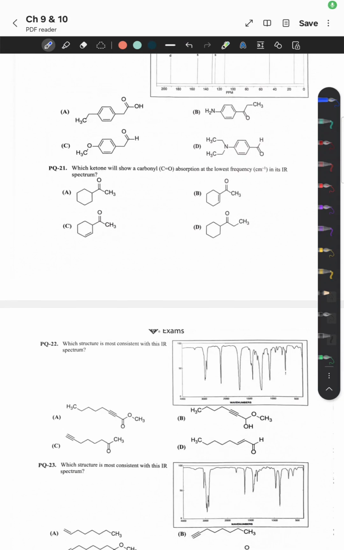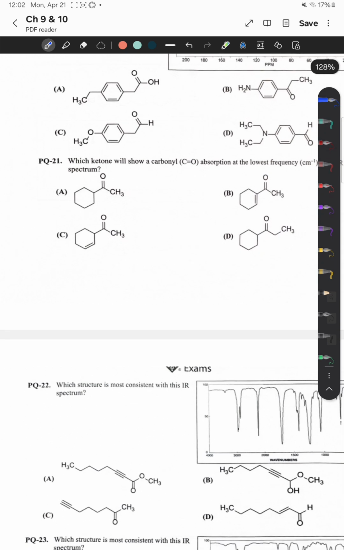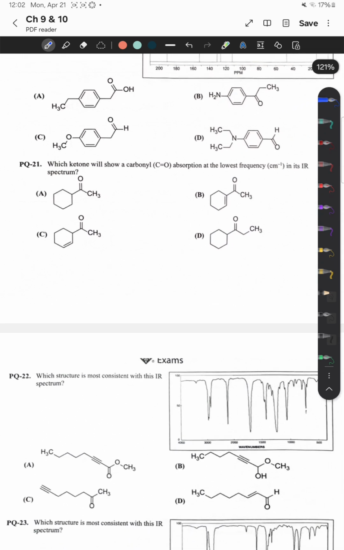One, I have question 21 from chapter 9 asking which ketone will show a carbonyl absorption at the lowest frequency in its IR spectrum. Let's just compare the solutions we're given, and everything looks like the same molecule except D, more or less, because D has an extra methane on top, and every bond carries more energy. So if this has a whole 4 atoms attached, that's more energy, so that would definitely not be the lowest. The more energy required, the higher the frequency will show on the IR spectrum, so we can cancel out D.